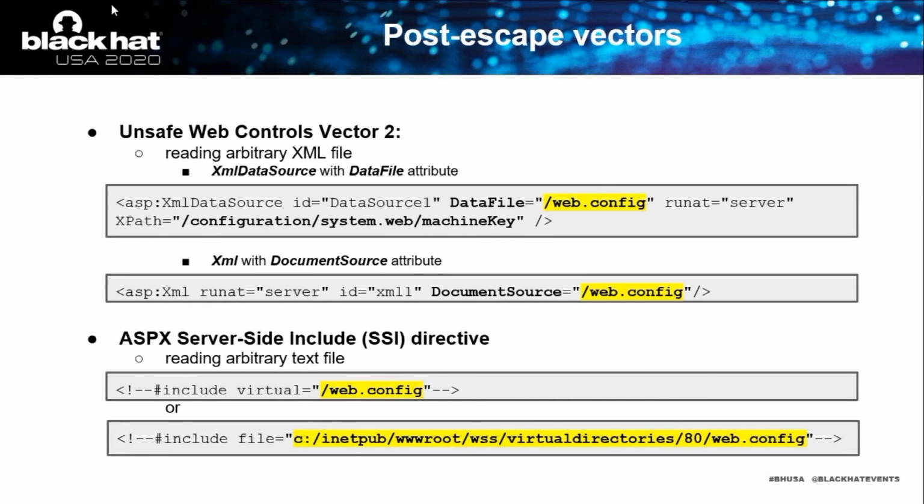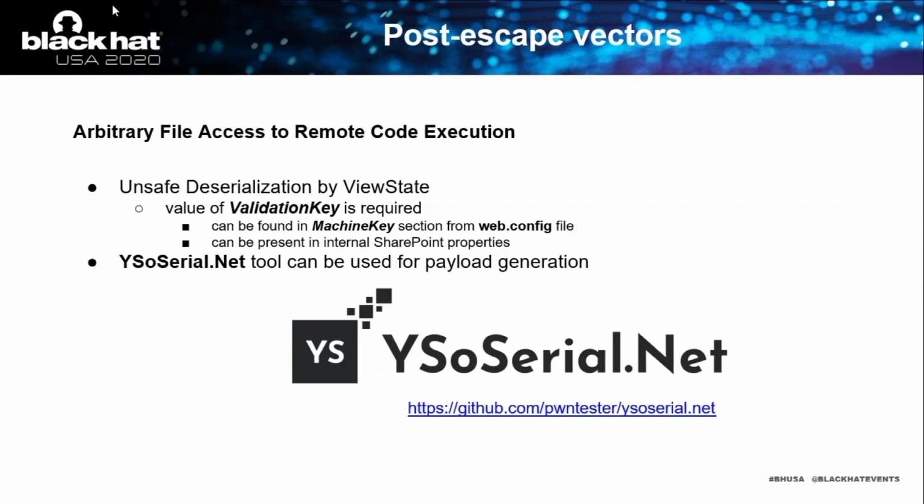XmlDataSource and Xml controls allow us to get the content of arbitrary XML files. We can get similar results with server-side include directives, which return the content of any text file. Let's see on the next slide how we can escalate from arbitrary file read to arbitrary code execution.